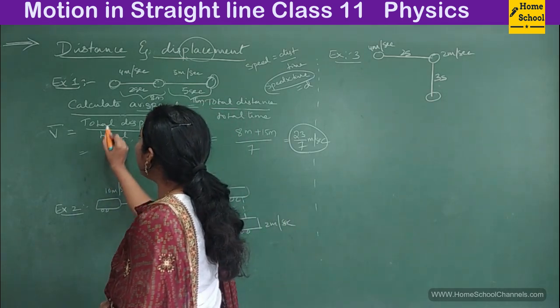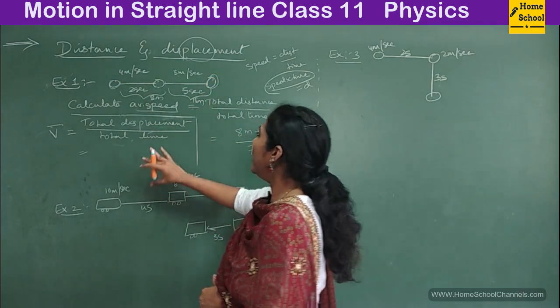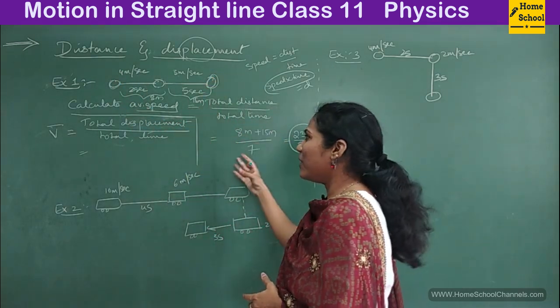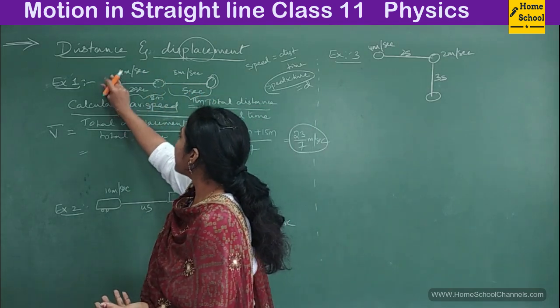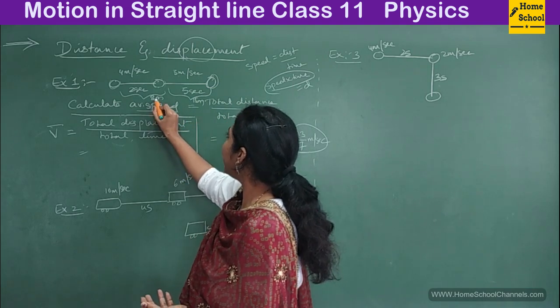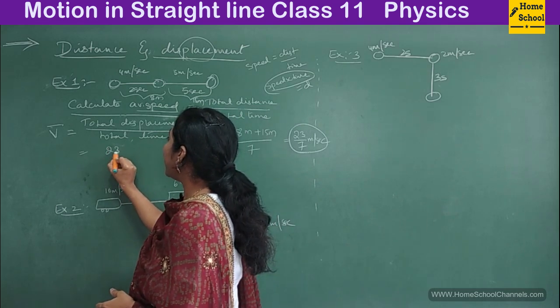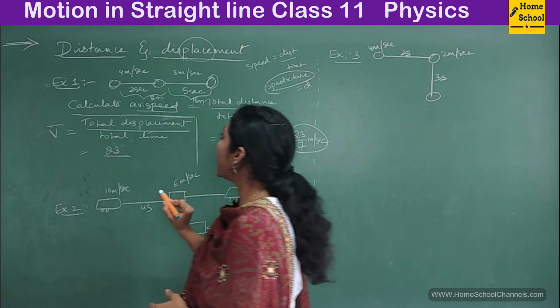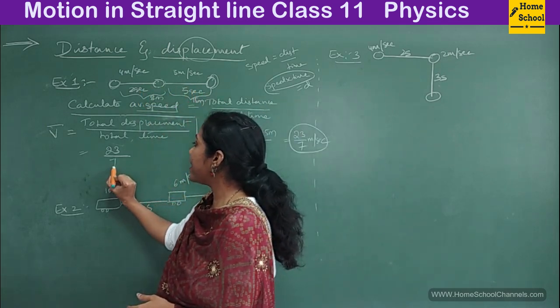So total displacement is how much? Object was here, finally it is here. So total distance is equal to total displacement here. So displacement is how much? 8 meters plus 15 meters only. So 23 meters. Divided by total time is how much? 2 seconds plus 5 seconds, that is 7 seconds.